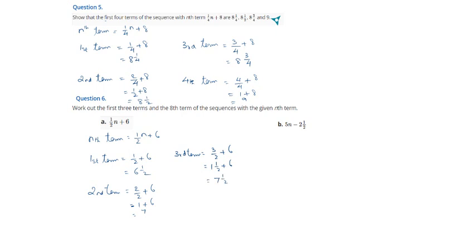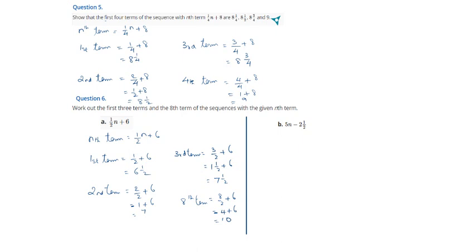Now the eighth term. Eighth term is equal to 8 upon 2 plus 6. This is equal to 4 plus 6 is equal to 10. Now moving on to the B part of the question. Here we have to find the three terms and the eighth term like the previous sum.